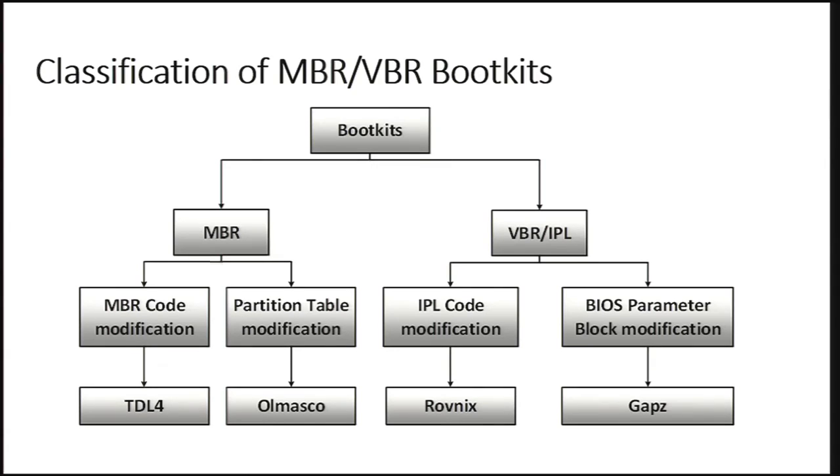The next group, VBR and IPL, is different and a little bit more complicated than the previous one in terms of detection and remediation. It can be split in turn in two parts. The first one is the IPL code modification, and as we will see on the next slide, this is how Rovnix infects the systems. And the other one, which is way more interesting, which was implemented in the Gapz bootkit, involves BIOS parameter block modification.